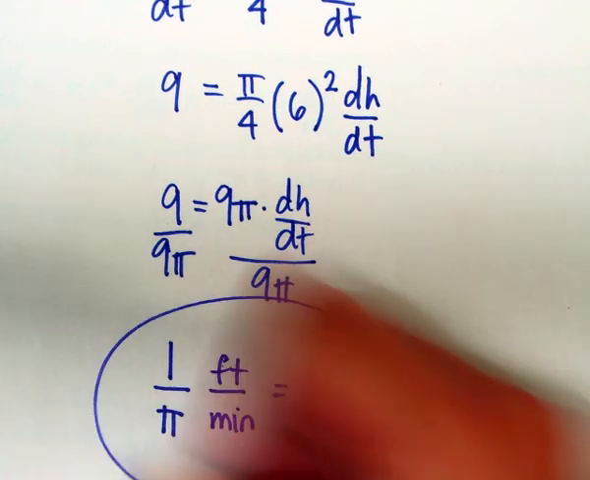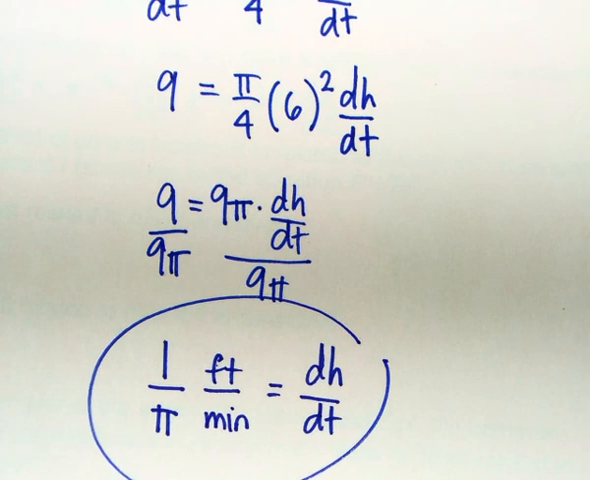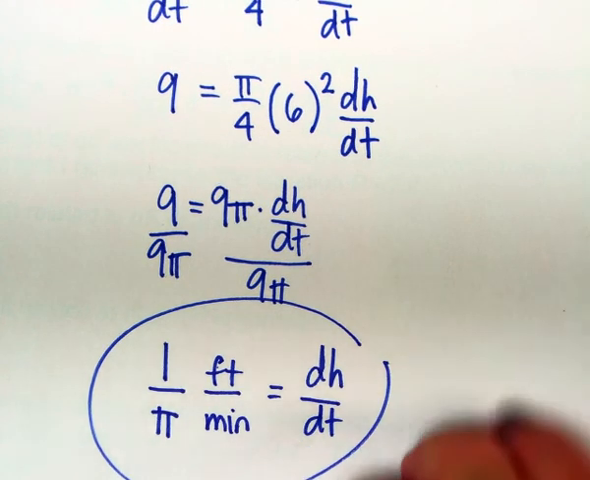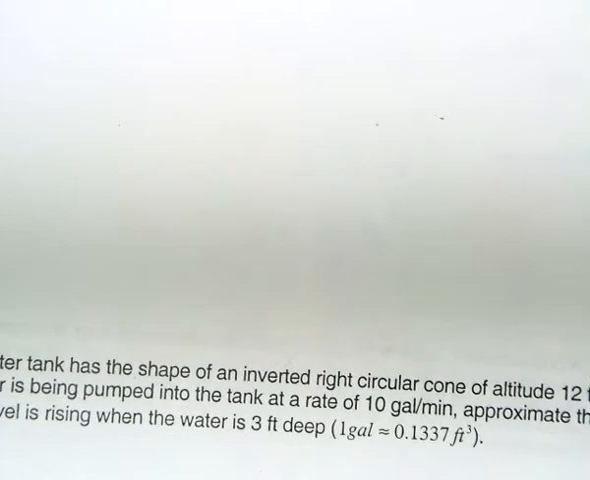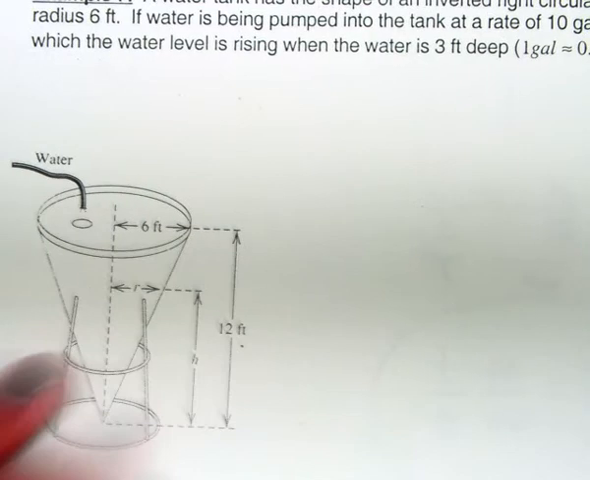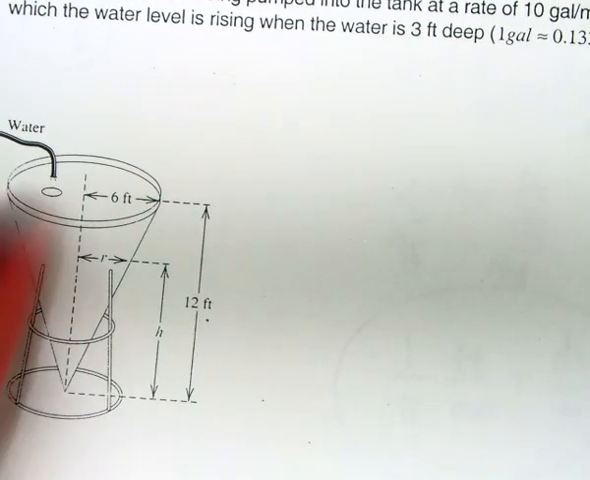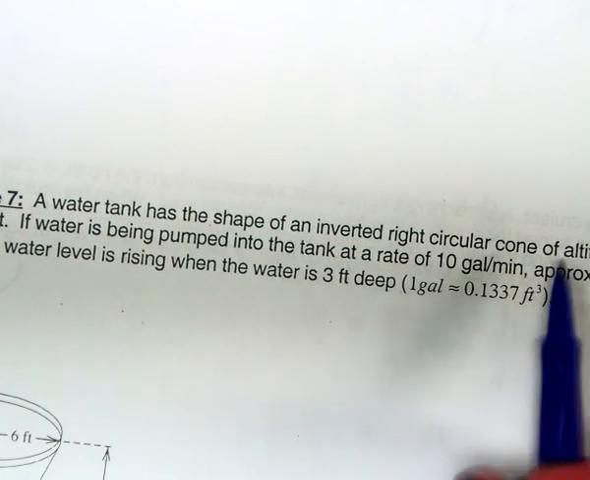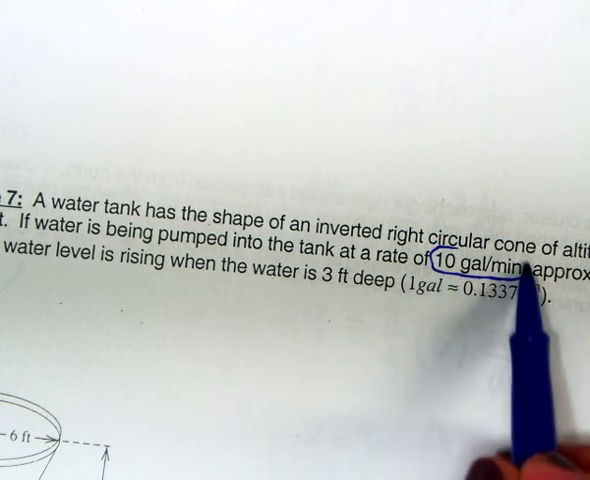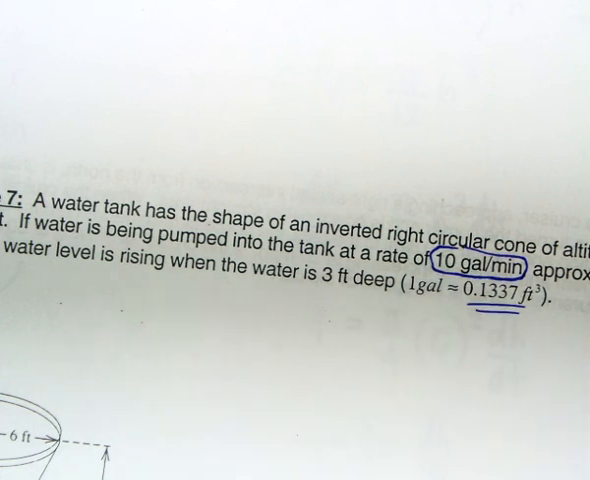Okay? So that's example 10. What I do want you to do is to try example 7 now. It's very similar. We've got a picture of a cone, way better than I drew it, right? Look at that, it's gorgeous. Okay, we've got this relationship between the radius and the height. And the only kind of quirk in this one is it gives you the rate in gallons per minute, and it gives you this equivalency.